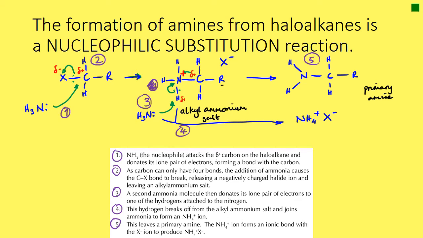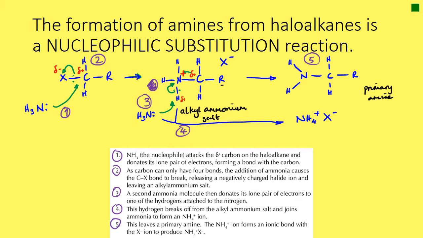So let's draw that in blue. So this ammonia molecule and that hydrogen atom there become an ammonium ion, and they form the ionic bond with the halide that is also swimming around to form that salt.